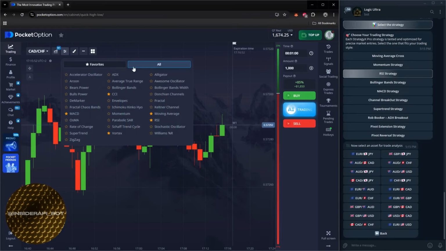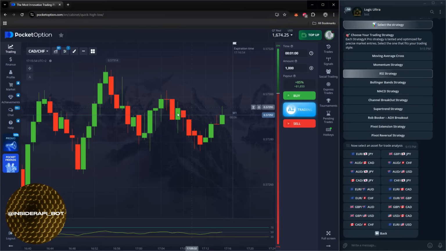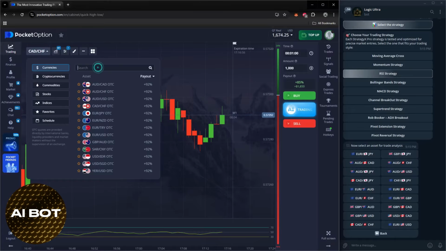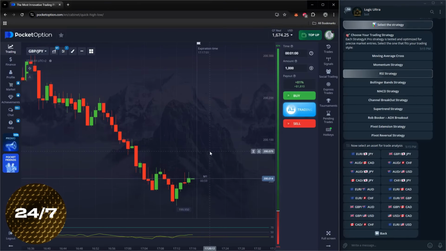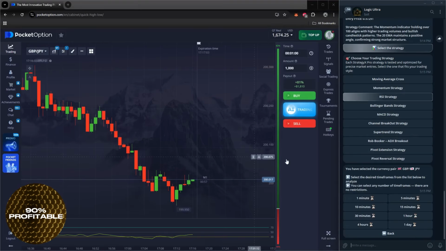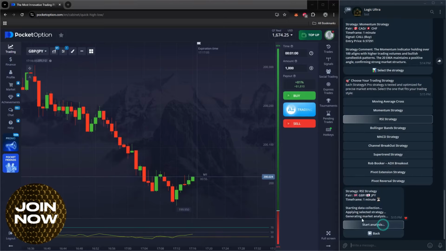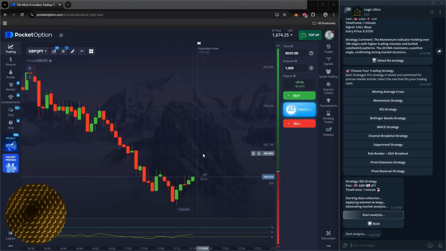RSI strategy, we're just gonna hit some of these. Select RSI, let's put it immediately on, and we are on Canadian Swiss franc. Let's see if we can find another one, and this is our next asset, GBP, pound, Japanese yen. Select it, press 1 minute, start analysis, and let's see it.